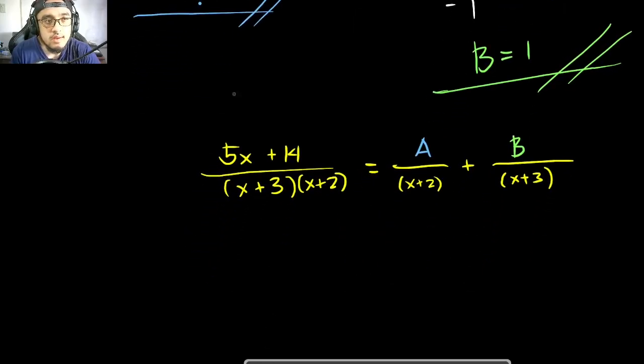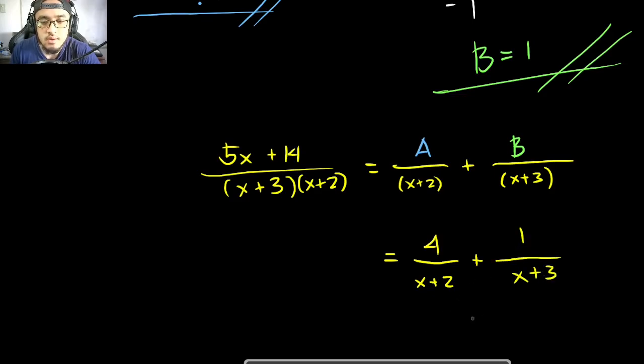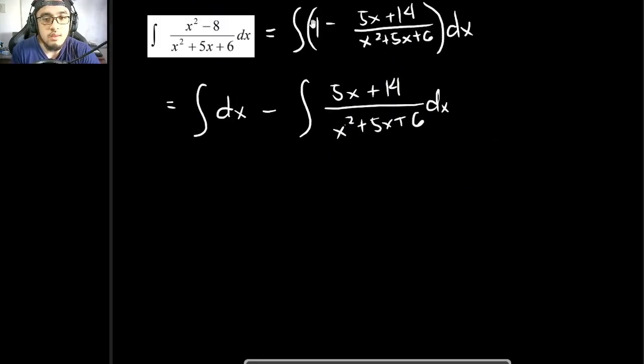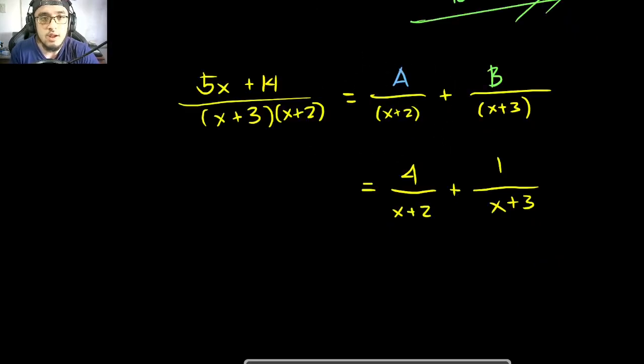So from that, this is now equal to 4 over x plus 2 plus 1 divided by x plus 3. So this one right here is your partial fraction form of this particular rational expression. What I will be doing next is using this equation in this particular equation, since that is its partial fraction form.